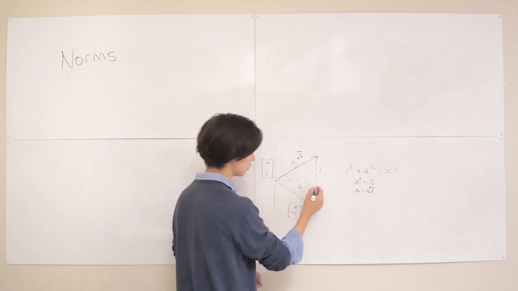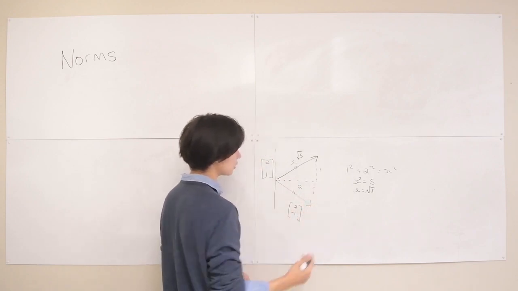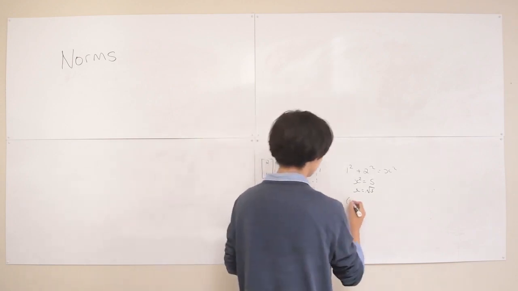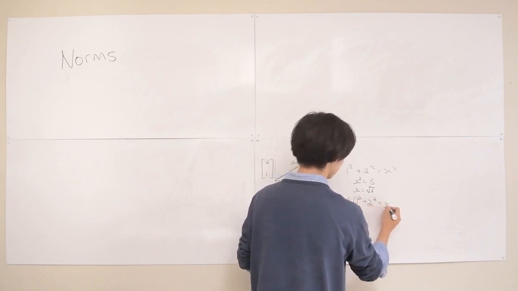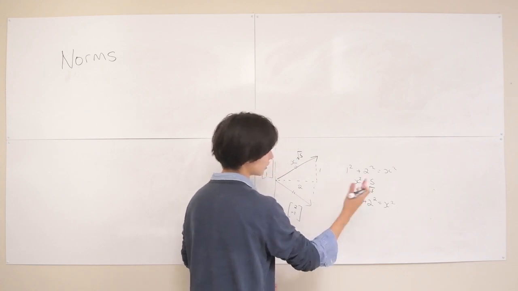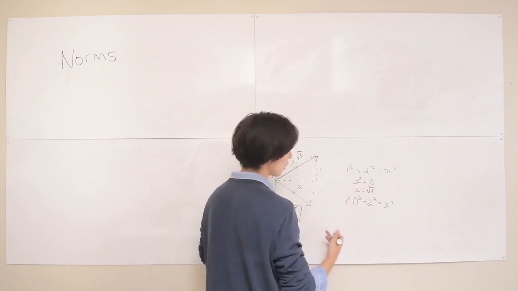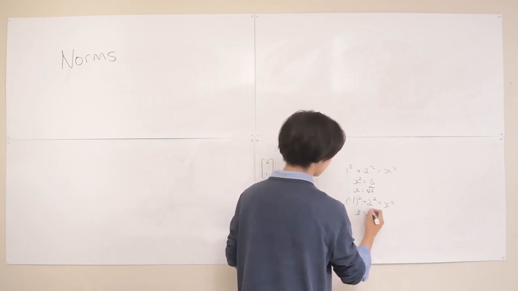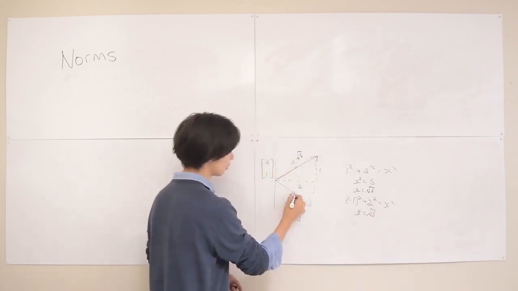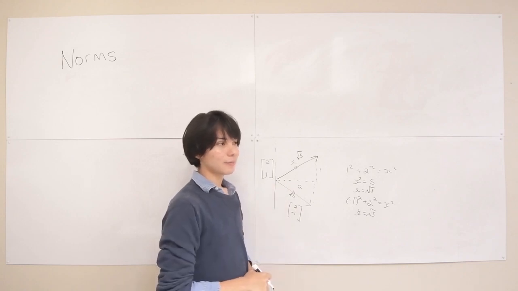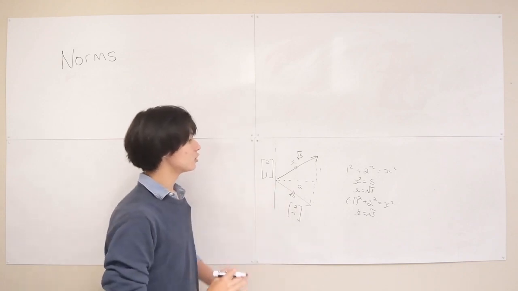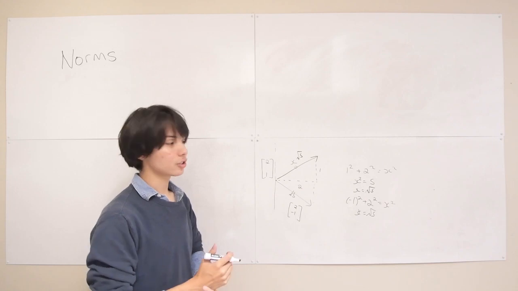Similarly, if we took this vector, we would end up with the same thing, because we would get (-1) squared plus 2 squared equals x squared. Since this negative is inside the square, it becomes the same thing as 1, and we still get that x is equal to the square root of 5. So this is also the square root of 5. So this is a norm. It gives us the magnitude of a vector, but disregards its direction.